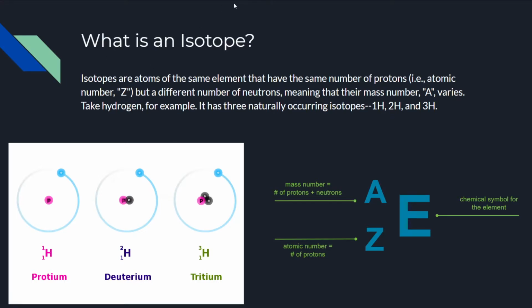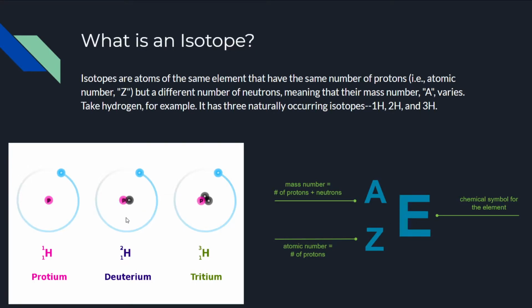So isotopes are atoms of the same element that have the same number of protons, but a different number of neutrons, meaning their mass number varies. For example, hydrogen has 3 naturally occurring isotopes. We can look at an example here, and we see that the top A is going to be the mass number, so protons plus neutrons, and the atomic number is going to be Z, so the number of protons, and then whatever the element is going to be E.